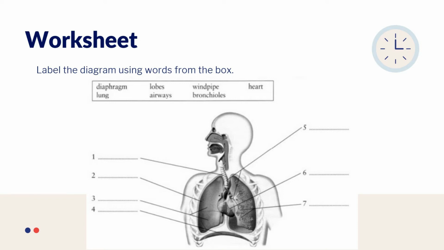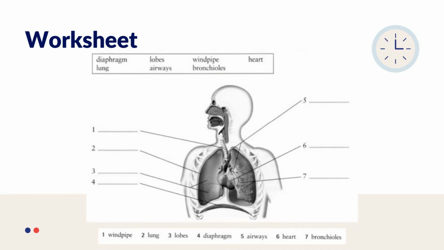Okay, time's up. Now check your answers and read with me from 1 to 7. Number 1, windpipe. Number 2, lung. Number 3, lobes.